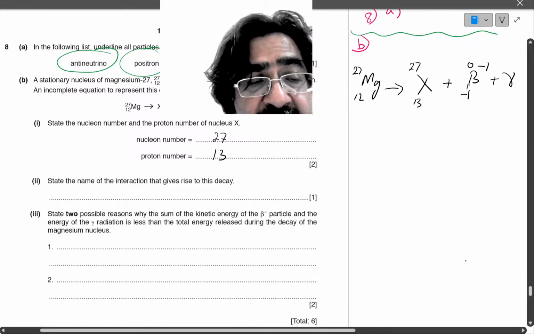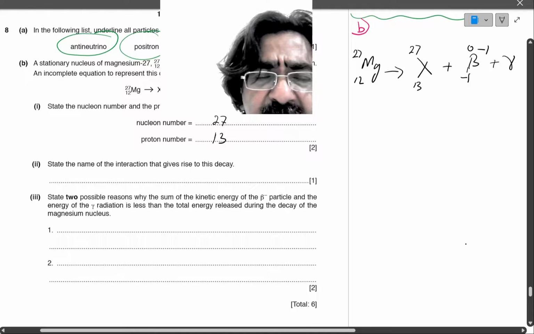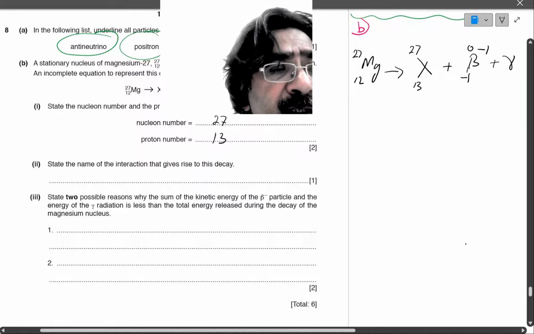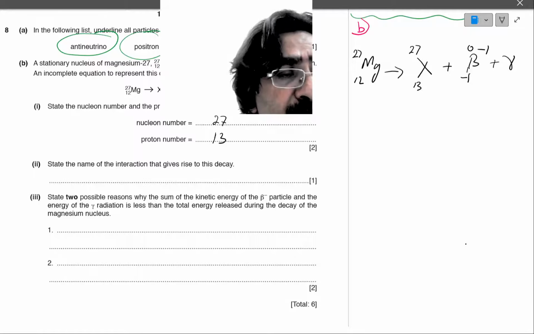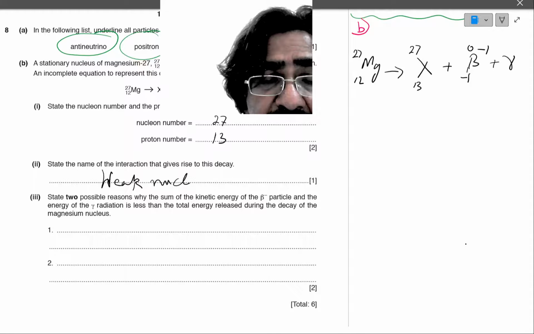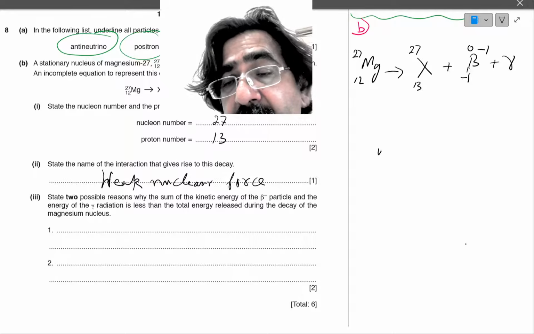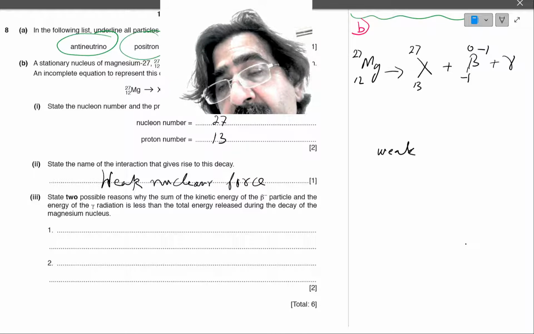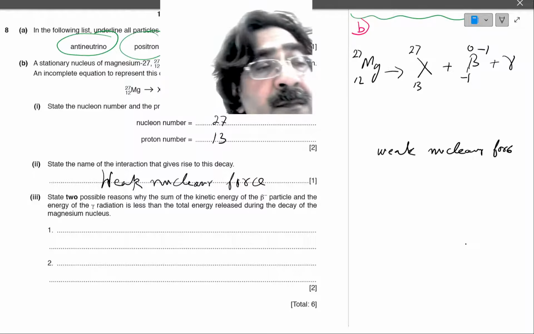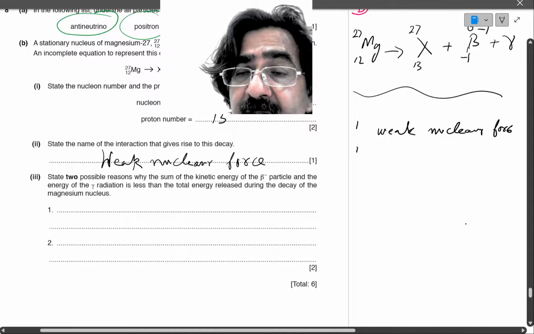Next question is, state the name of the interaction that gave rise to this. This is called a weak interaction, weak force, weak nuclear force. Okay, this is the answer.